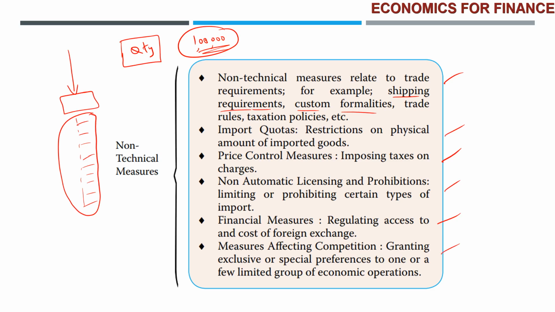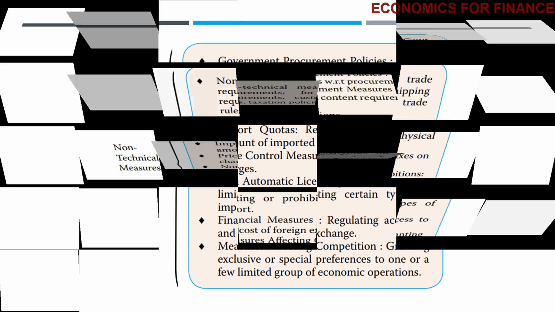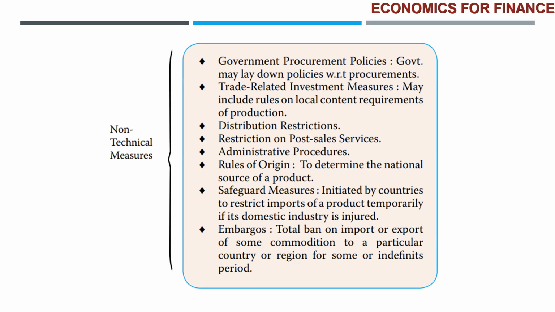Or we can take measures affecting competition by granting exclusive or special preference to one or a few limited groups of economic operators. By reducing the competition, we encourage specific preference to one or a few limited groups. This is all possible, so that we have a big player who is competing with the importers. We can put one kind of powerful person in front of them. That is possible. In the same way, government procurement policies can have very important rules and regulations which may discourage imports.